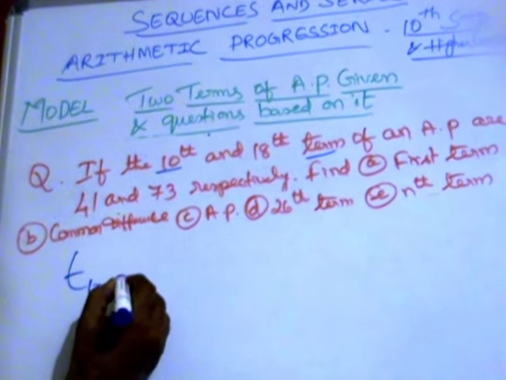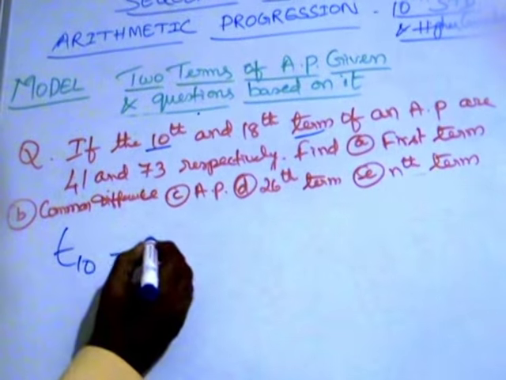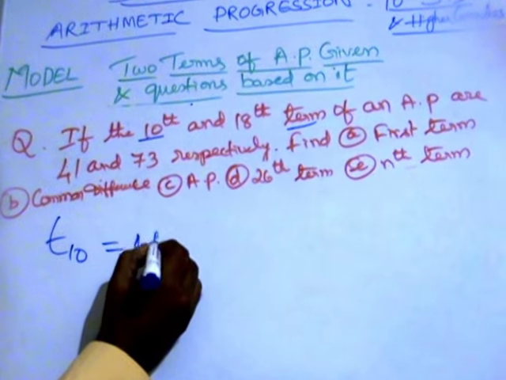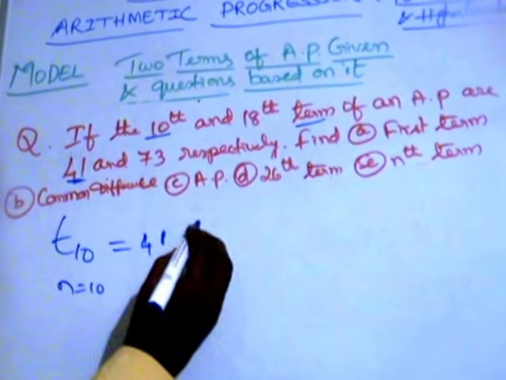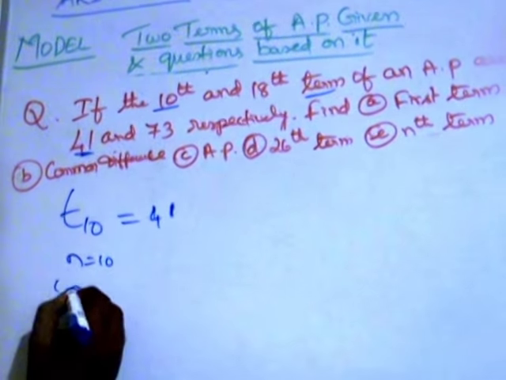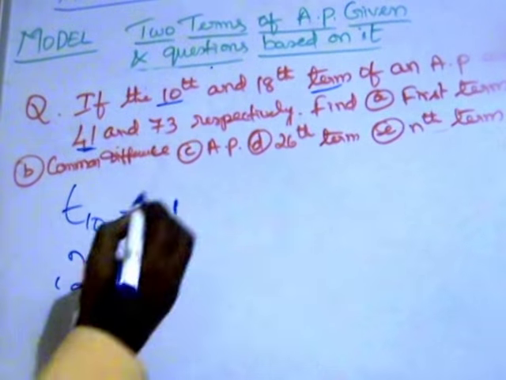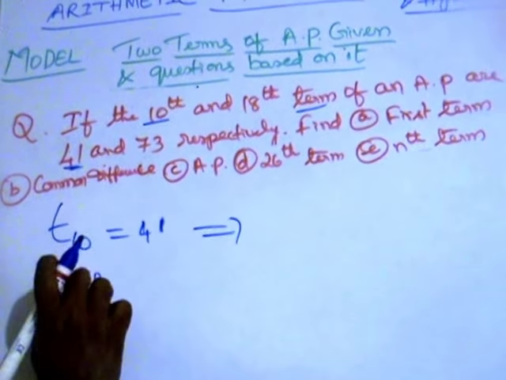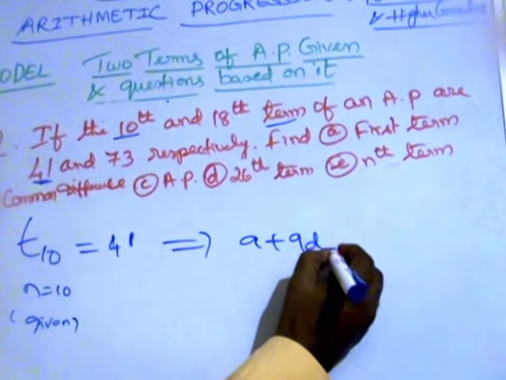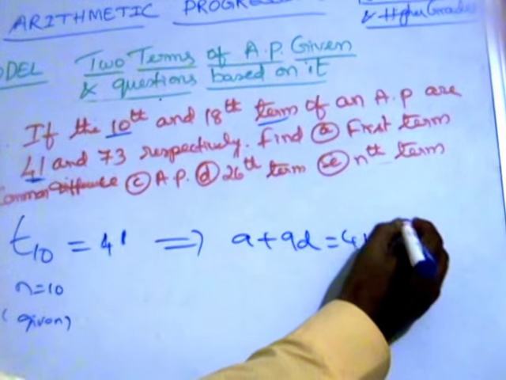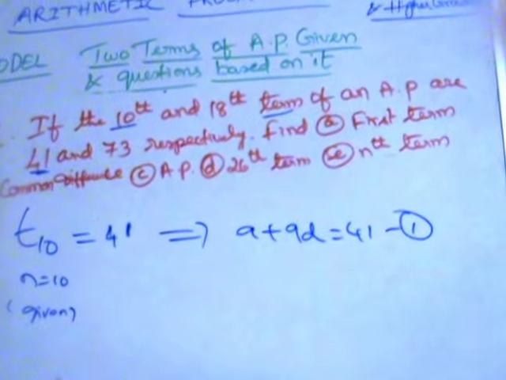T10 is equal to 41. The 10th term is 41. You must write n equal to 10 and in brackets you put "given". And I told you, 10th term means you must reduce 1 from this. Directly you can write a plus 9d, which is equal to 41. Call it equation number 1.